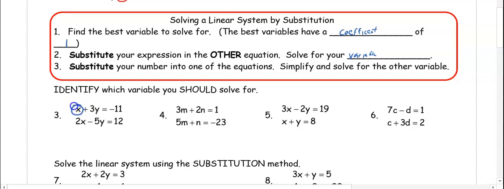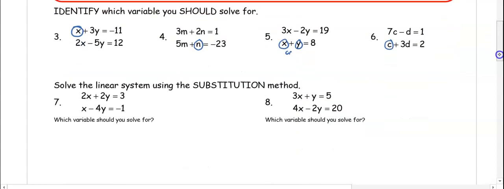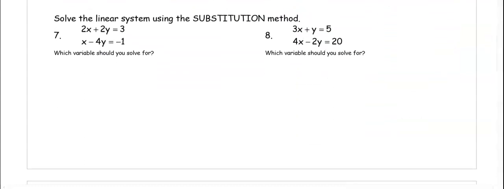So in number 3, that would be x. In number 4, that would be n. In number 5, it would be x or y in this case, because they both have a coefficient of 1. And in 6, it would be c. So just like we did before with solving for a variable, we need to do the one extra step first. We need to get a variable by itself.